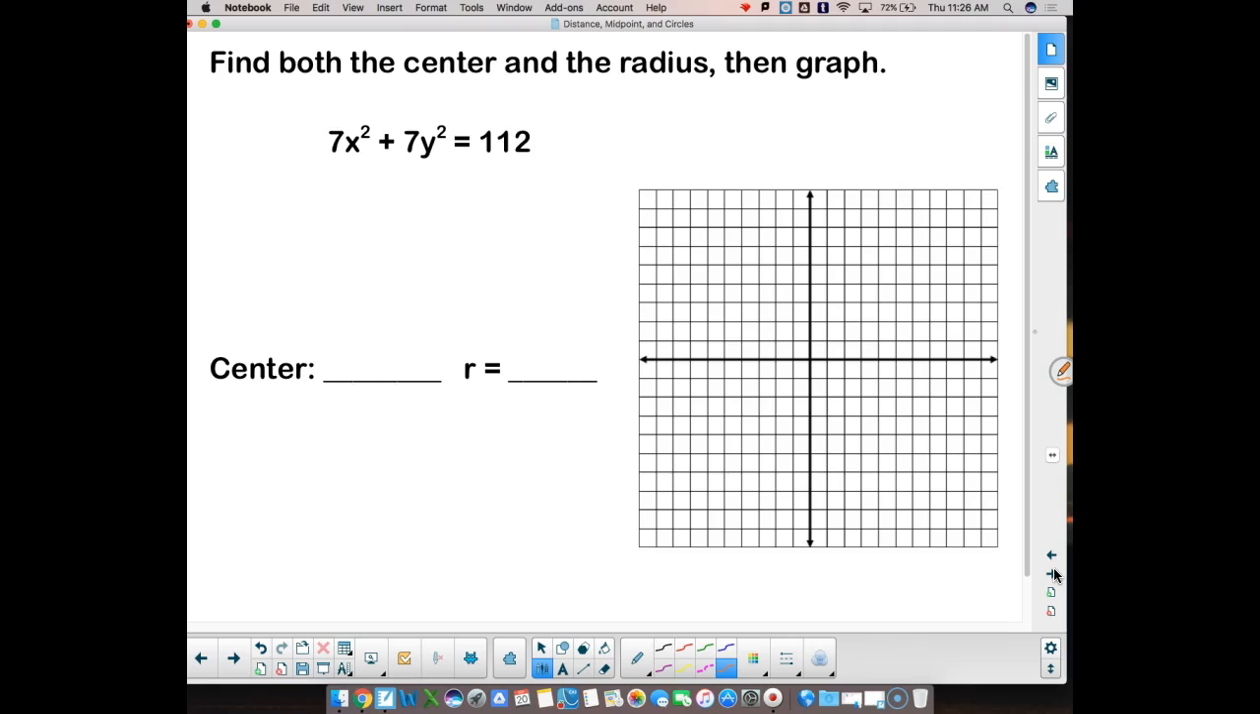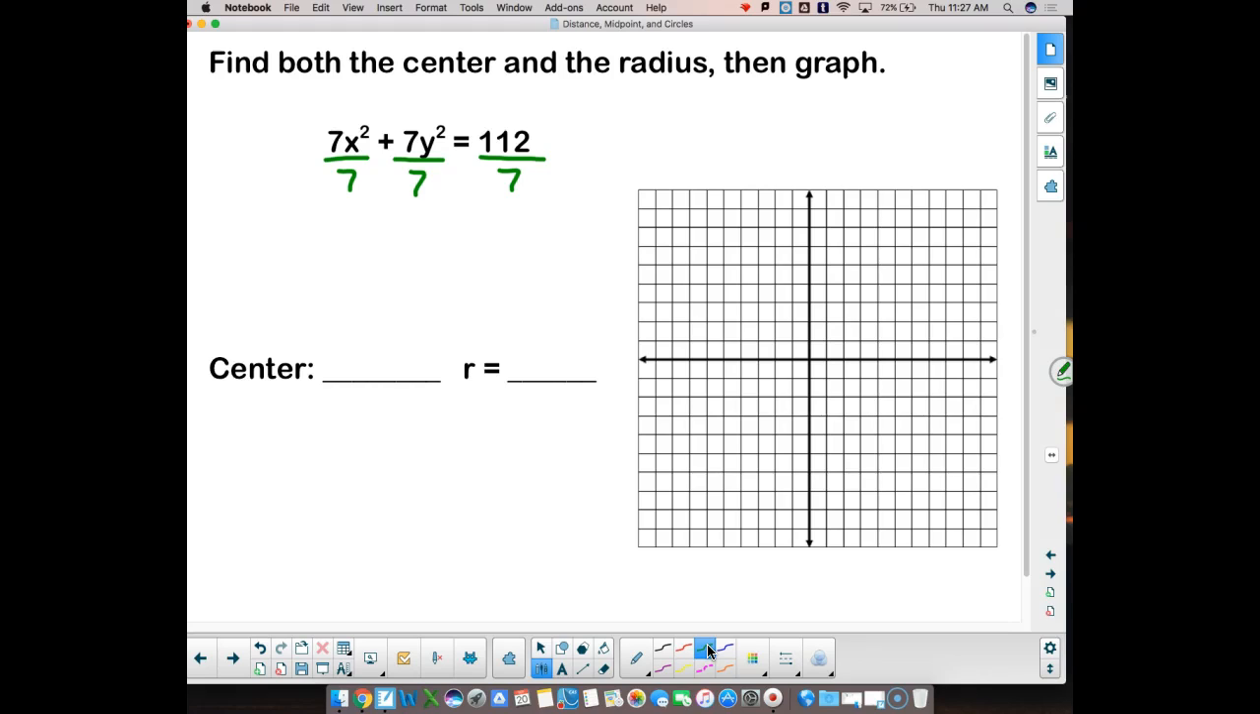So, in order to do this, in order to find the center and the radius of the circle, it's got to be in that standard form. So the very first thing that I would have to do here is get rid of that coefficient in front of my squared term. Okay? So I would have to divide all of my terms by 7. Okay?